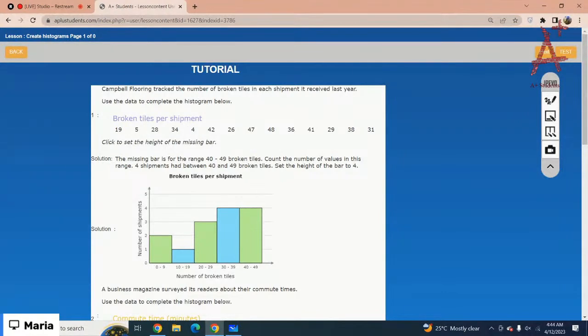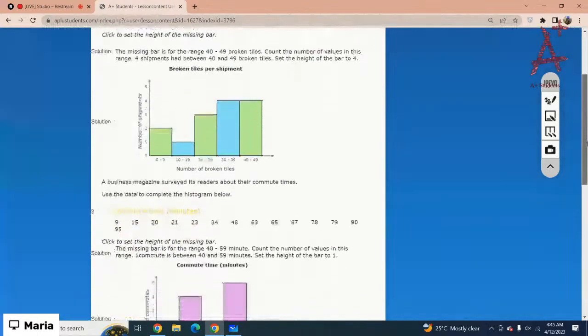From 20 to 29, there are just 3. And then from 30 to 39 and 40 to 49, there are just 4 entries each. Basically, this one is missing in the graph, and you have to add it. Okay, now let's look at the other example.